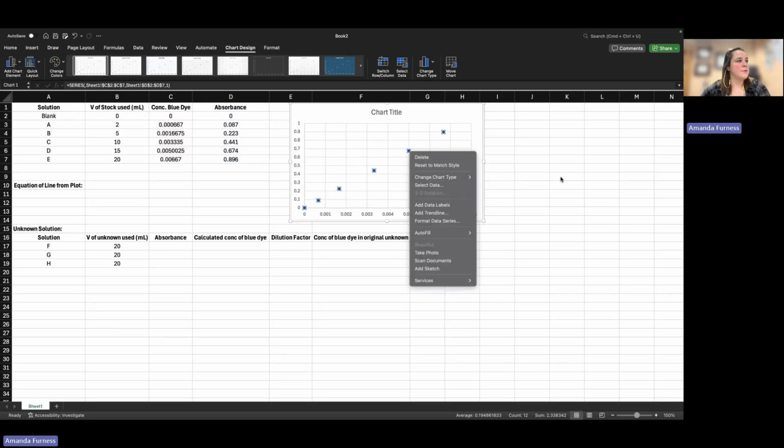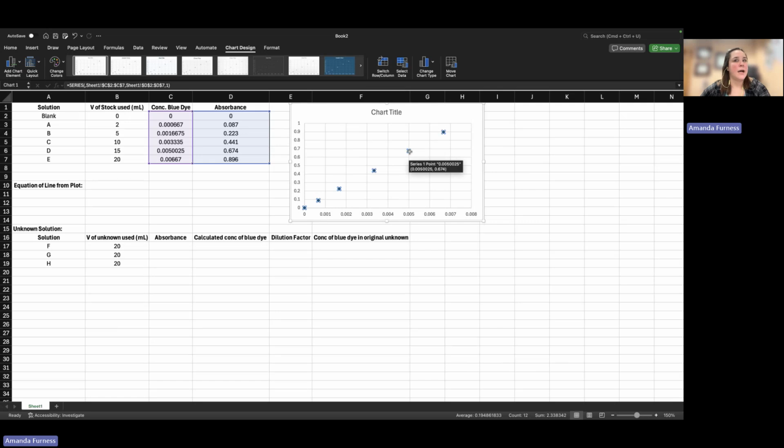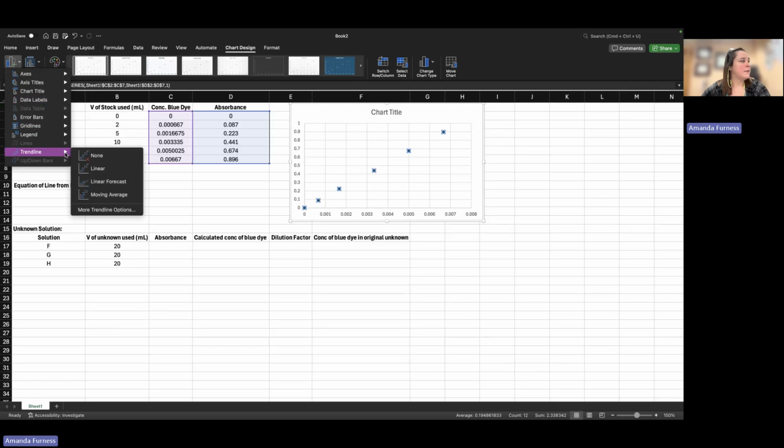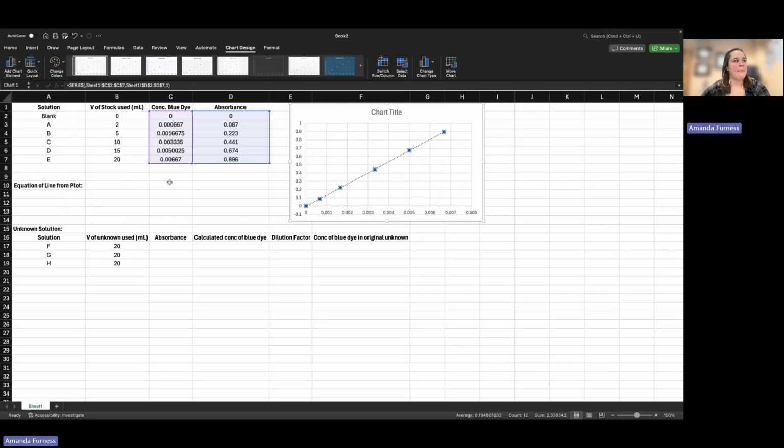So I can highlight the data, and then over here I will go to add chart element. Depending on your version of Excel, or if you're doing this on the online version, there may be a different location to find these elements. So Google it maybe, to figure this out. But for me, because I'm using the desktop version, I go to add chart element and then trend line, and we want linear. And so now I have my linear trend line.